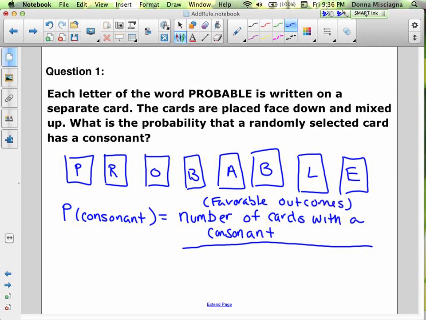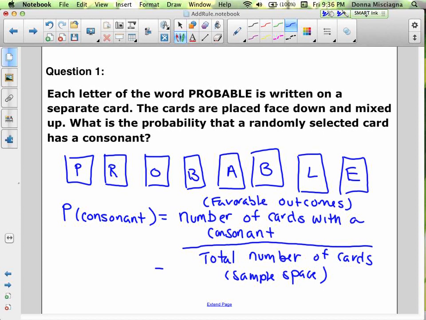We're going to take the number of cards with a consonant over it and divide that by, or in the denominator is going to go, the total number of cards. That total number of cards is our sample space. And that includes everybody, the ones that we're interested in and the ones that we're not interested in.